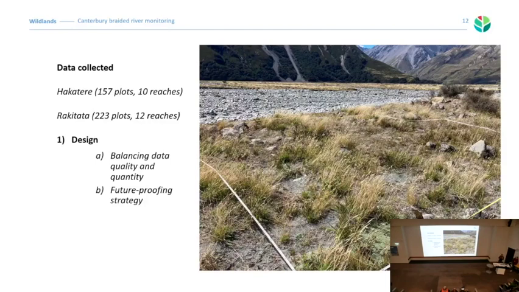So here, I'm going to be talking about these things that we've been thinking about in the design of this, which is balancing data quality and quantity, and also having this future-proofing strategy with the design of it. And then also just a little bit of a chat about the challenges and implementation, but I'm sure that a lot of you are familiar with these types of challenges.